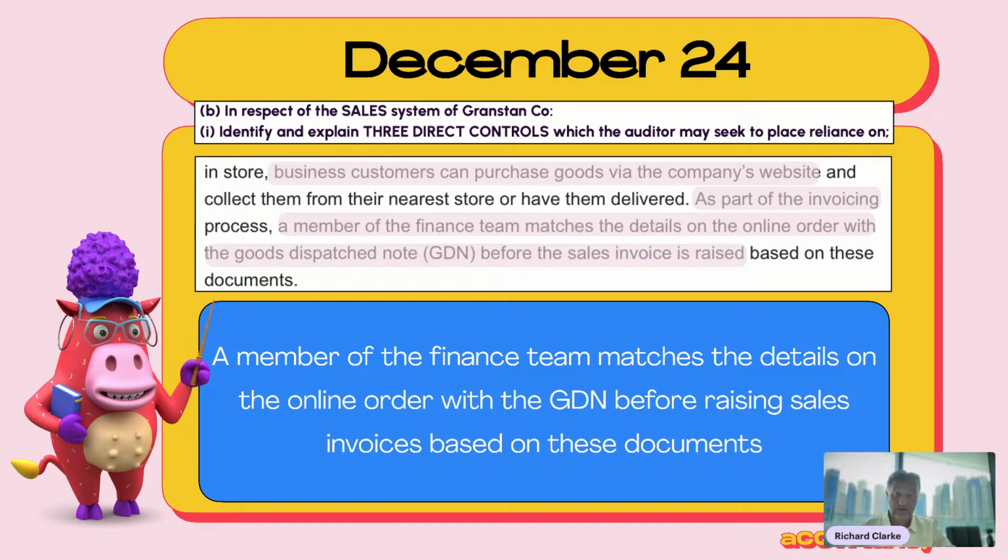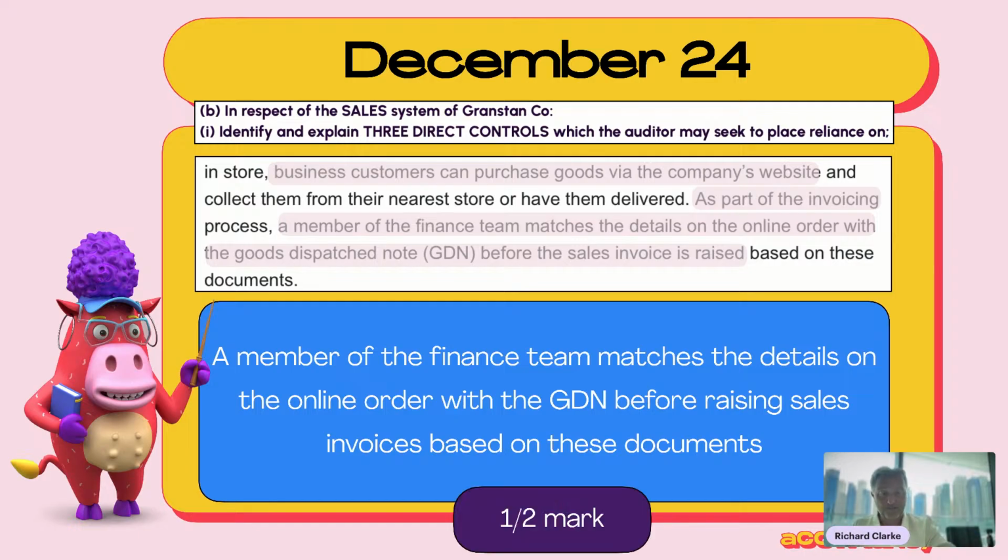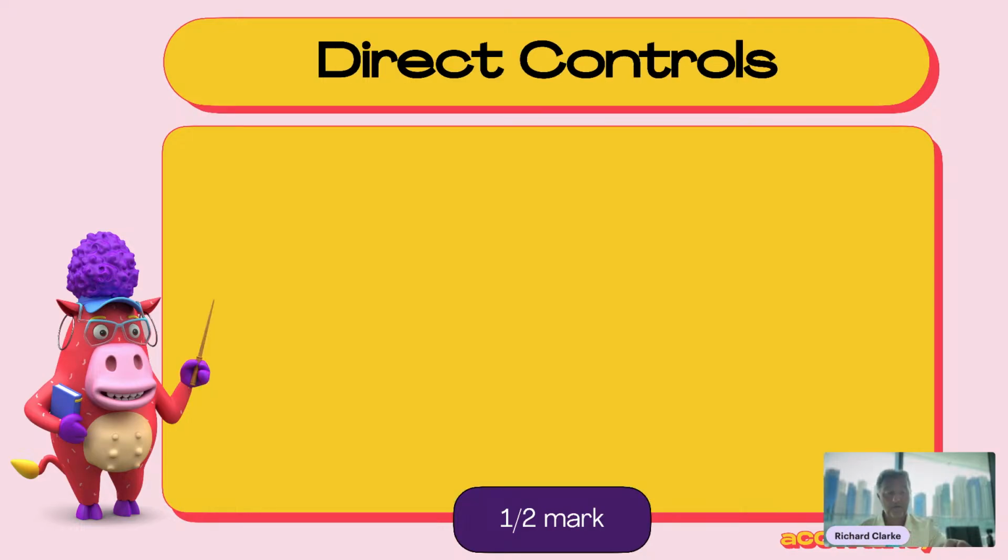The answer the examiner gave us was, a member of the finance team matches the details on the online order with the goods delivered note before raising sales invoices based on these documents. And we know because it's a goods delivered note, it will be signed as well by the customer. So the customer's received it, and therefore we can invoice them now for this water. Talking of water, I'm thirsty. Half a mark for identification, but it's easy.